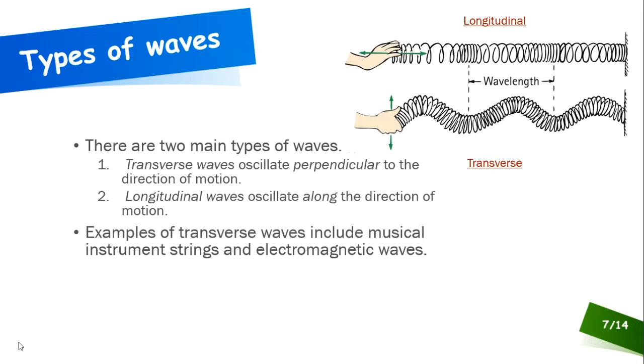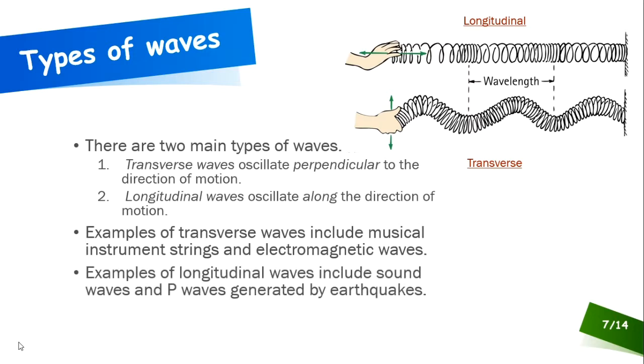Musical instrument strings and electromagnetic waves are good examples of transverse waves. The oscillation is perpendicular to the direction of motion. On the other hand, sound waves and P waves that are generated by earthquakes are good examples of longitudinal waves. They oscillate in the same direction as the wave is moving.